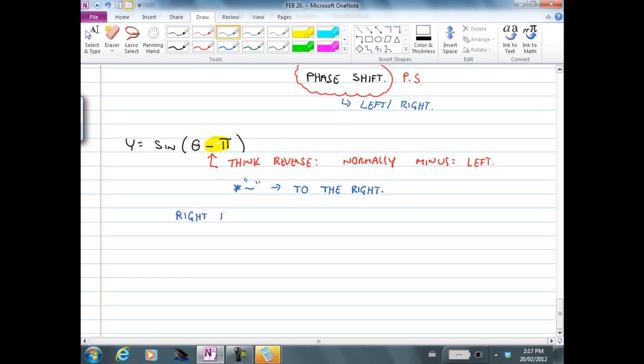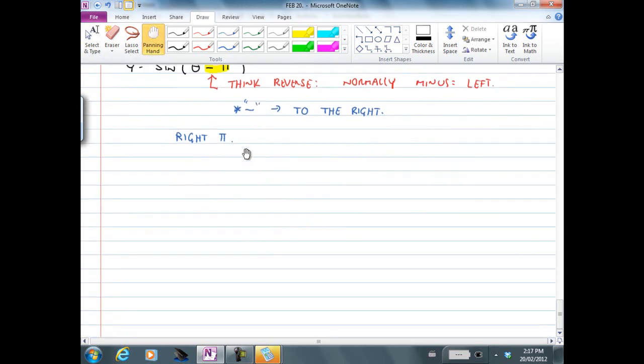And this is why I've been asking you to practice labelling. My period hasn't changed yet. It's still the same period all the time. Period is 2 pi. Remember this for now. I'm going to show you the formula for the period later, but for now, we're going to keep it as 2 pi.